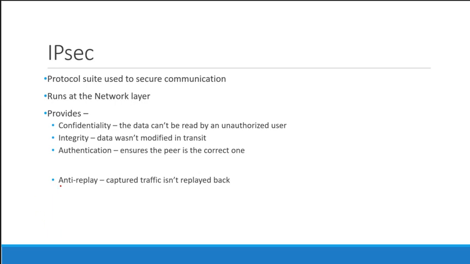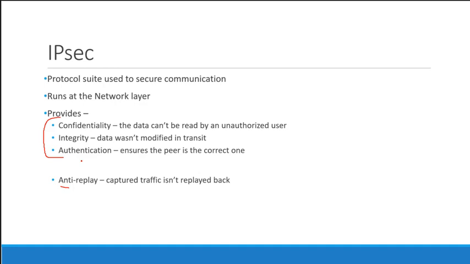And the only reason anti-replay is down here is just because when we think of IPsec or many other security things, we think of CIA. It's our confidentiality, integrity, and authentication. Confidentiality means the data can't be read by an unauthorized user. Integrity means the data wasn't modified in transit. And authentication ensures the peer is the correct one. So we authenticate our peer or verify the identity of our peer.